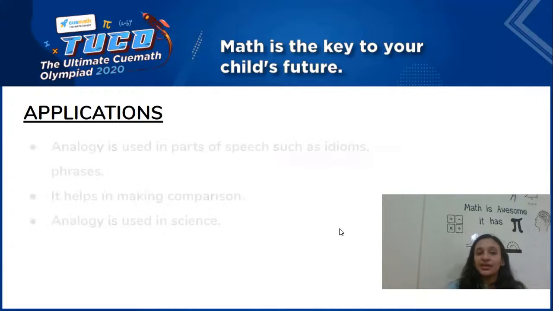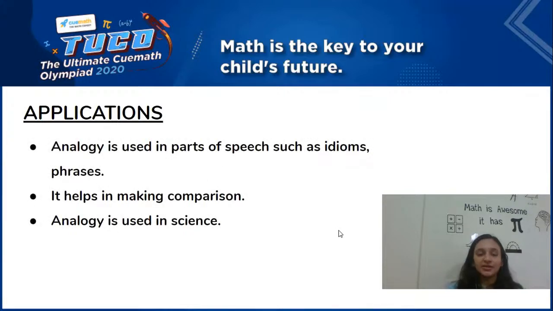So here we see what are the applications. So analogy is used in parts of speech such as idioms and phrases, like we say, shine bright like a star, shine bright like a sun. So sun is connected to shining, or a star is connected to shining. So these are the idioms and the phrases. It helps us in making comparisons. We say that, you're tall as a tree.